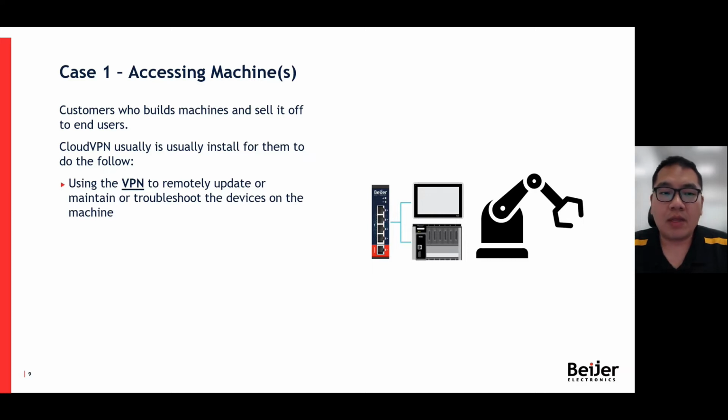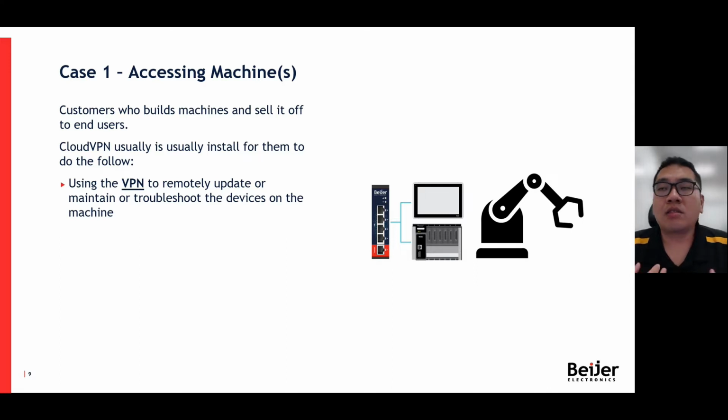What they do with the CloudVPN is, number one, they have the VPN to remote in to the system, either to maintain all the devices that they have in the system, or they can log in to troubleshoot if there's the requirement for that. So for example, if they want to do a firmware upgrade of their PLC, having a VPN is very useful in this kind of situation.